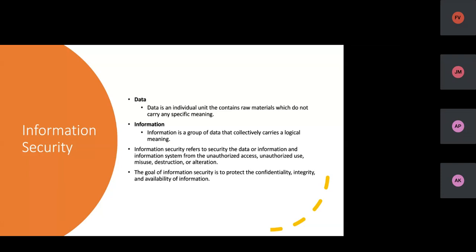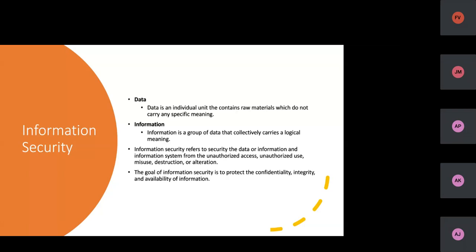Okay, then information security. What is information security? Information security refers to the security of data or information and information systems from unauthorized access, unauthorized use, misuse, destruction, or alteration. Information security is protecting data and information from malicious users and malicious intents. Okay, clear.